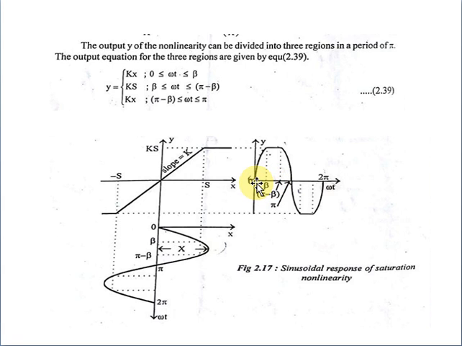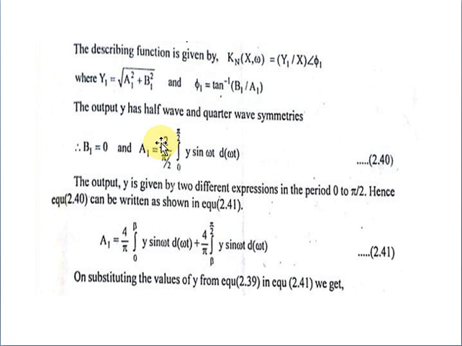Therefore, a1 equals 2 by pi by 2 integral 0 to pi by 2 y sin omega t d omega t, same as that of dead zone nonlinearity. In the case of dead zone also, it exhibits quarter wave symmetry. So we integrate 2 by pi by 2 integral 0 to pi by 2 y sin omega t d omega t, and b1 equals 0. It exhibits half wave and quarter wave symmetry. Therefore, b1 equals 0.